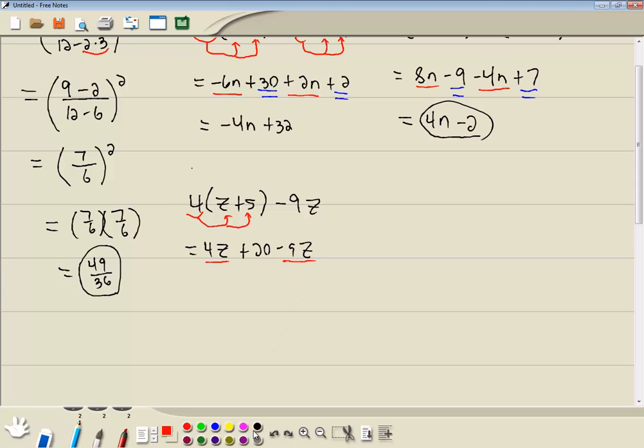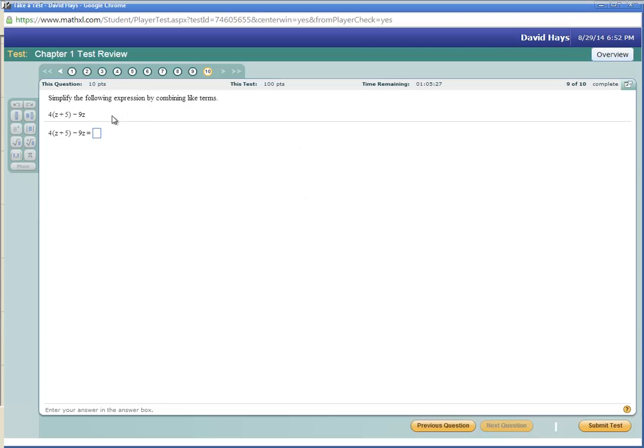Always combine like terms. Like terms: same variable to the same power. These are both z to the first power. So we'll combine those together. And again, you combine them by adding or subtracting the numbers in front of them. 4 minus 9 gives us negative 5z, and then plus 20. And that's our answer. So negative 5z plus 20.